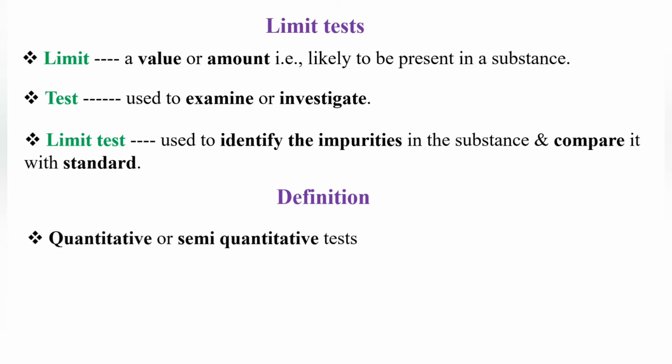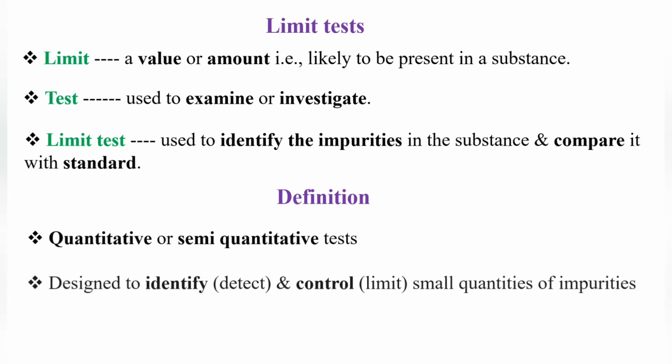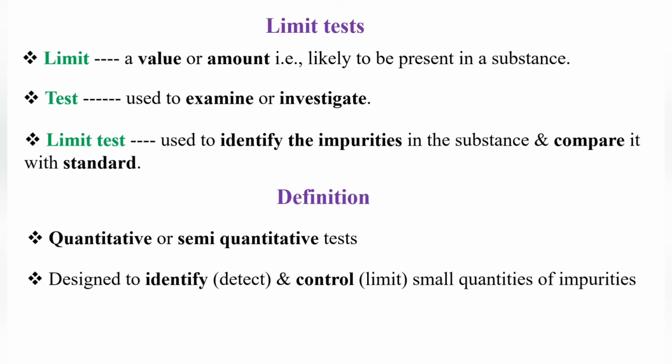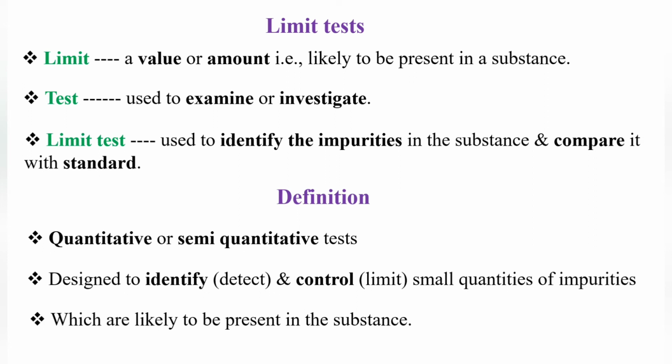It is a quantitative or semi-quantitative test that is designed to identify and control small quantities of impurities which are likely to be present in the substance. So what they are: quantitative or semi-quantitative tests which are designed to detect and limit the small quantities of impurities. So first we are detecting that and we are limiting the small quantities of impurities which are likely to be present in the substance. Now we'll see the types of limit tests.